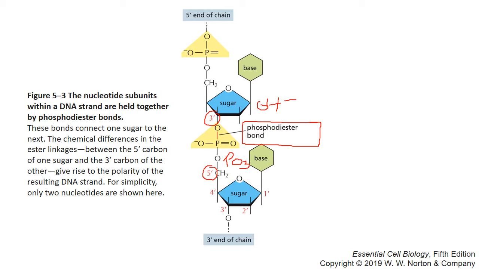DNA has an overall negative charge, and as you can see right here, it says that depending on the chemical differences created by the ester linkage between the 5' carbon and the 3' carbon of another sugar, it's going to give rise to the polarity of the resulting DNA strand. So the interaction between the 3' and the 5' hydroxyl and the phosphate group is what's responsible for producing the negative charge of the DNA molecule.